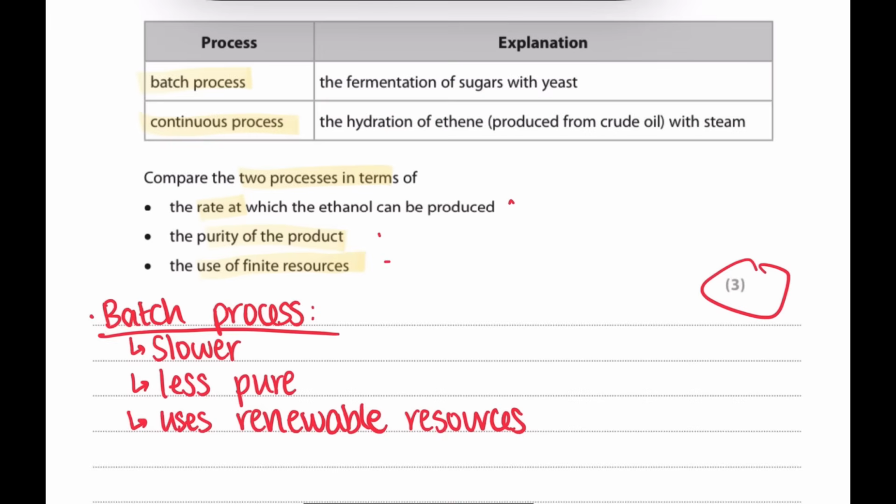Now we are going to focus on the batch process. We can say the rate is much slower than the continuous process. Continuous process is much faster. It's also less pure. The continuous process is going to be much purer. And then with use of finite resources, we can say that the batch process uses renewable resources, so it's much more sustainable, whereas the continuous process only uses finite resources.